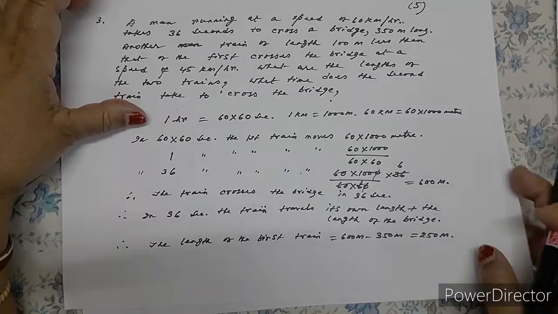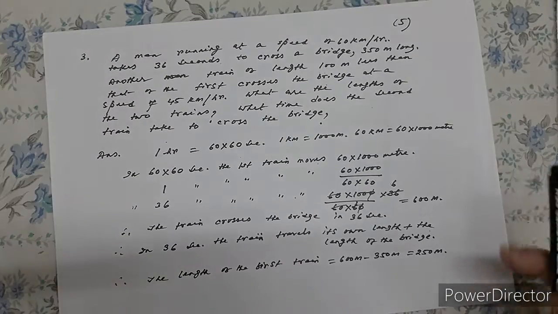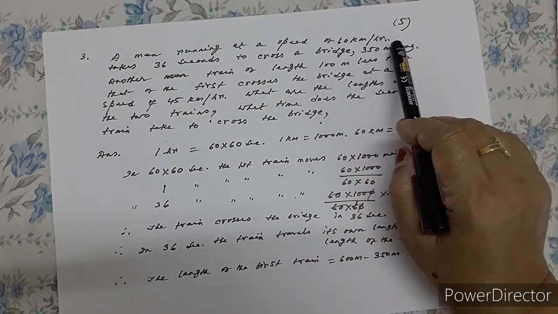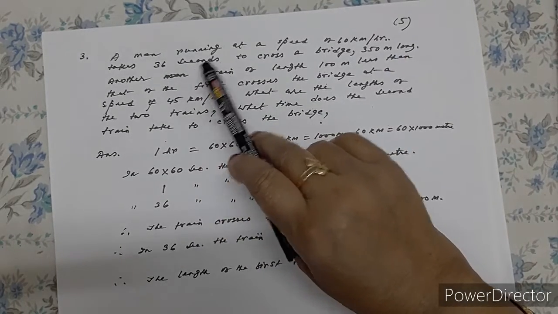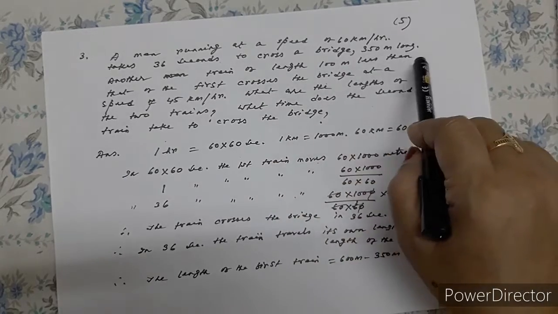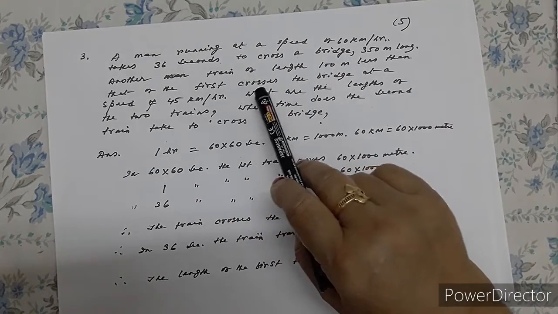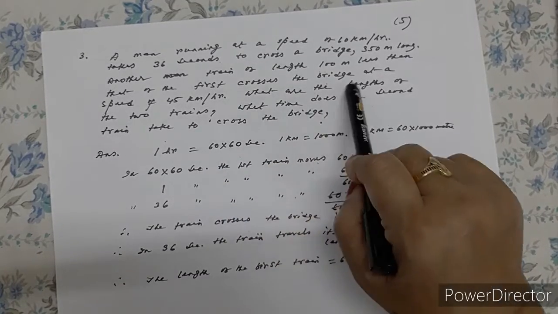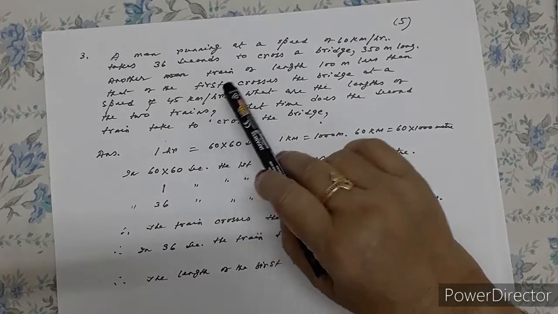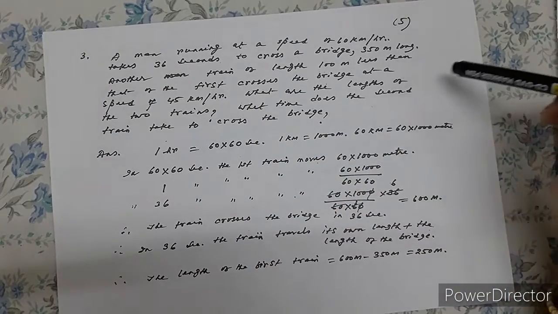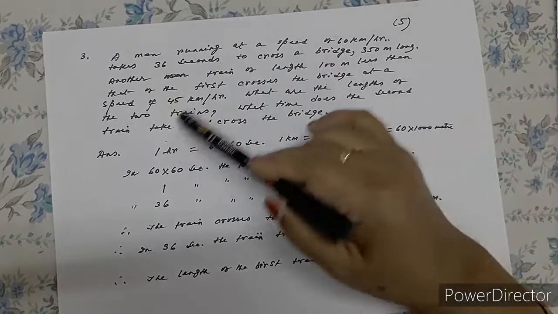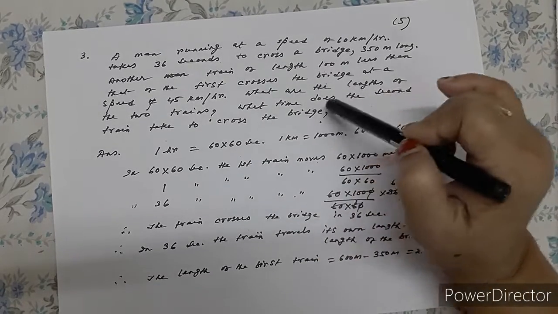Okay. Now problem 3. A train running at a speed of 60 km per hour takes 36 seconds to cross a bridge 350 meters long. Another train of length 100 meters less than that of the first crosses the bridge at a speed of 45 km per hour. What are the lengths of the two trains? What time does the second train take to cross the bridge?